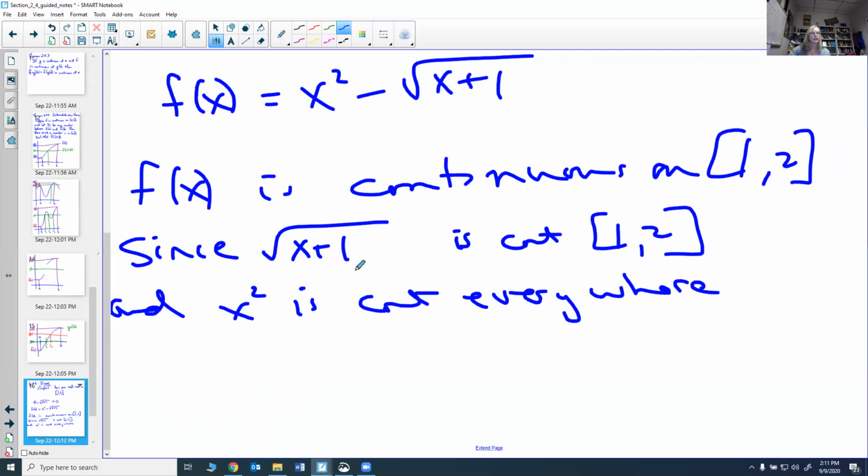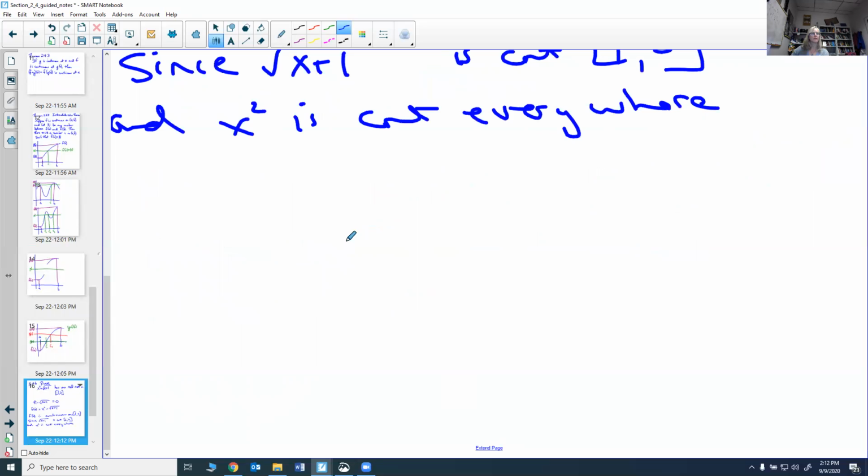So remember, x plus 1 has to be greater than or equal to 0. So x has to be greater than or equal to negative 1 actually. So we're definitely continuous from 1 to 2 because f of x, the square root of x plus 1, is continuous on the interval from negative 1 to infinity. So good, we are continuous. We know that. That's cool.